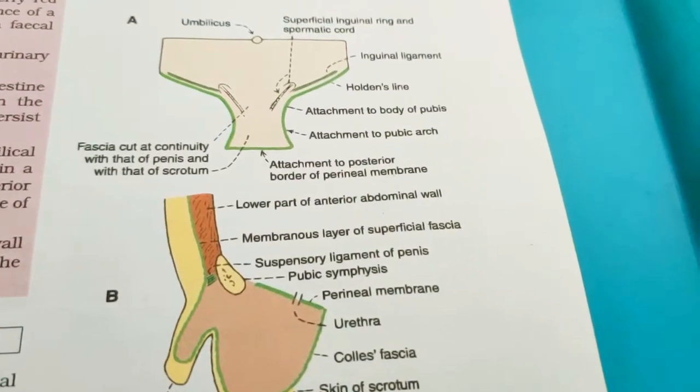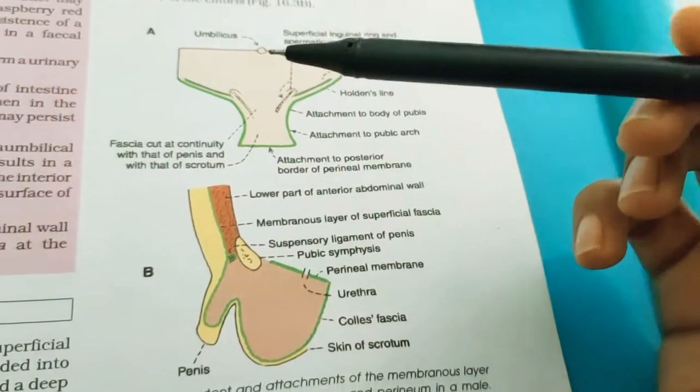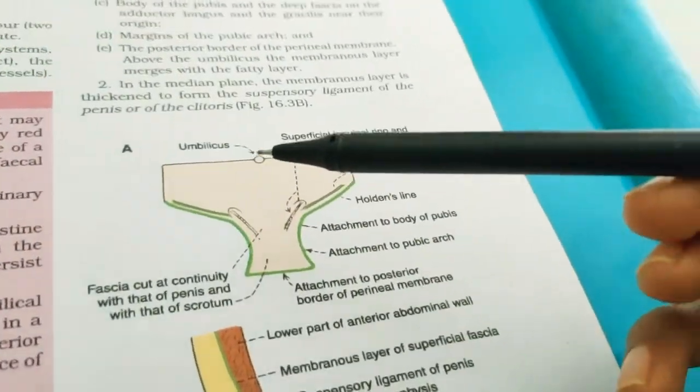Back to our channel. Now we want to start the skin and superficial fascia of the anterior abdominal wall. So first we'll start with the skin.